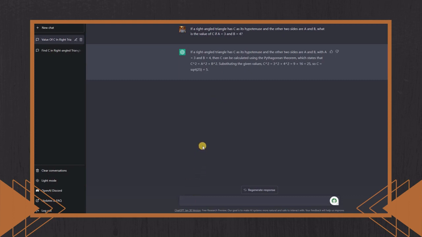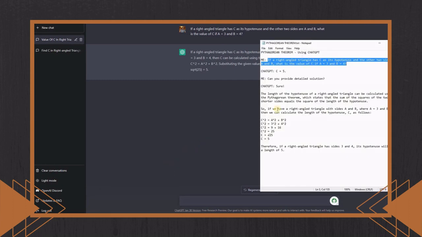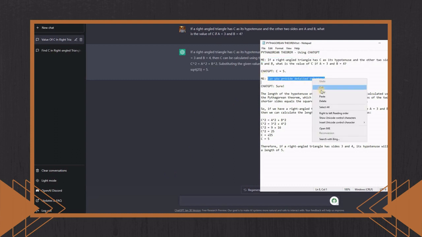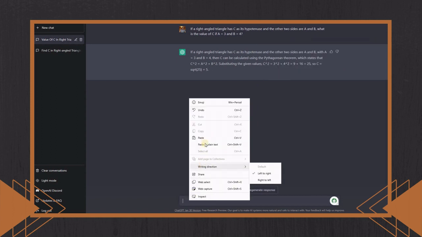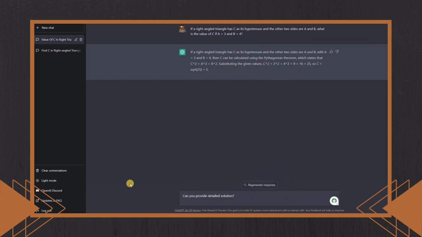So I'm going to ask ChatGPT, can you give me a better explanation? What I'm actually going to do is just look at what I have here. So I'm going to say, can you provide a detailed solution?